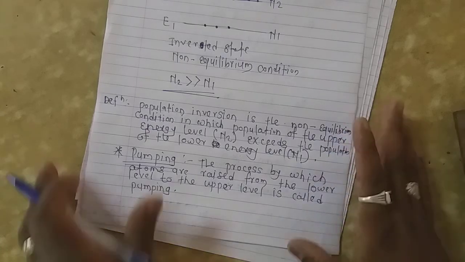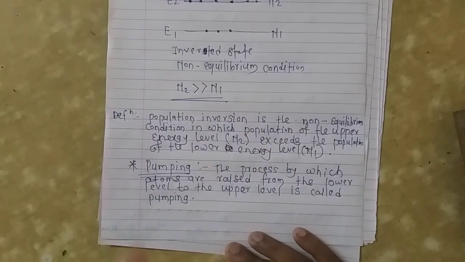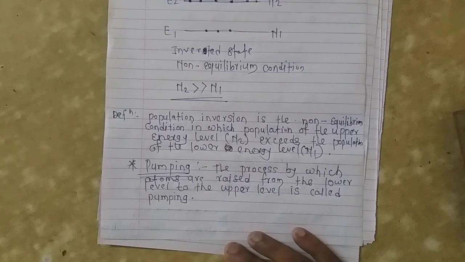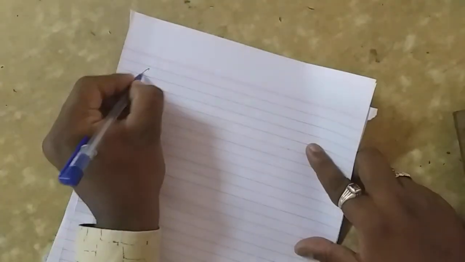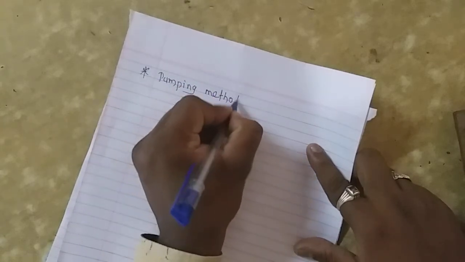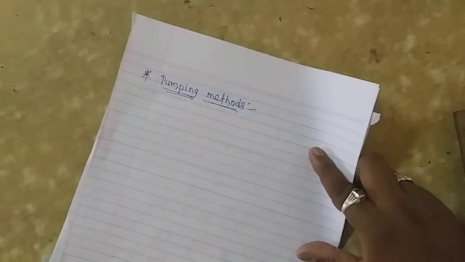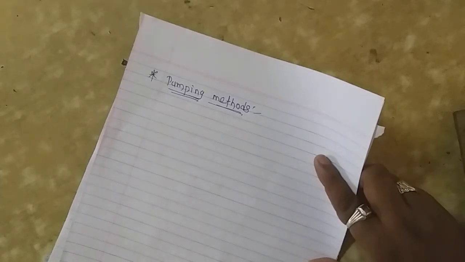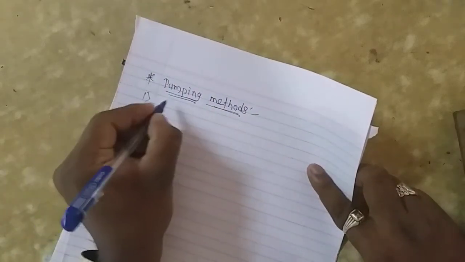Then next, the pumping methods. Some pumping methods are given. First is optical pumping, second is electrical pumping, and third is direct conversion. These are the pumping methods. The process by which atoms are raised from the lower level to the higher level is called pumping. First is the optical pumping.